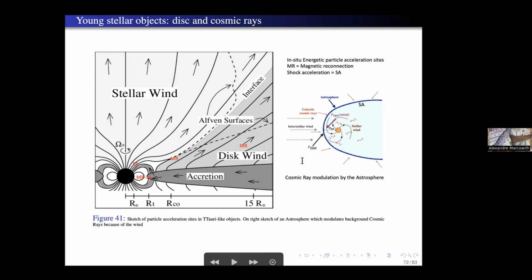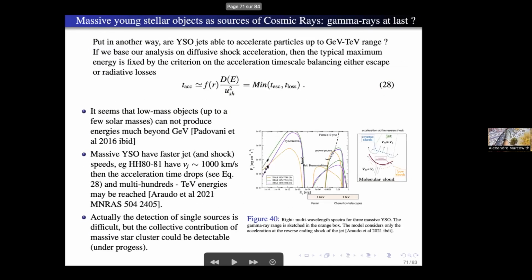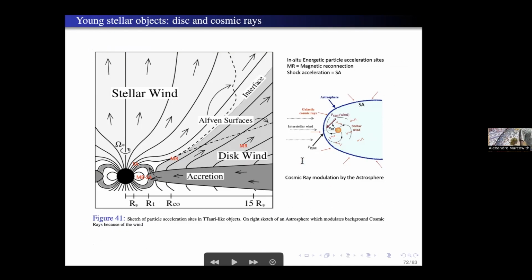And eventually, even at a bit larger distance, it's not forbidden to take this kind of model you have in molecular clouds. If you have a minimum amount of turbulence, you will have some reconnection. And in fact, if you have a minimum amount of turbulence, let's say up to 10 AU, a bit beyond, it's maybe more constrained by observation. So you have a rather low level of turbulence, but at least a minimum level. You can also have a production of non-thermal particles.